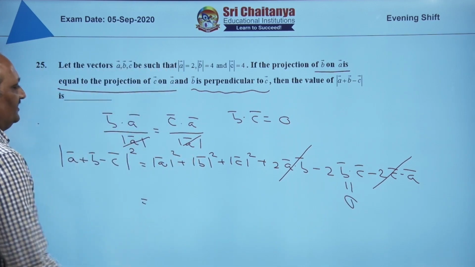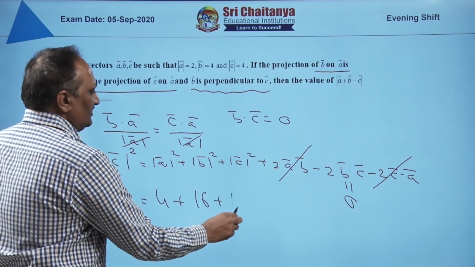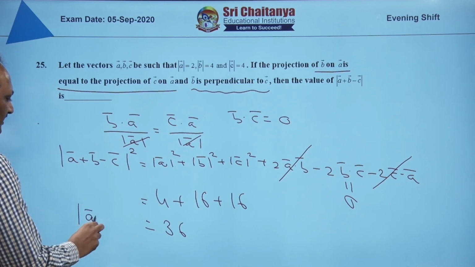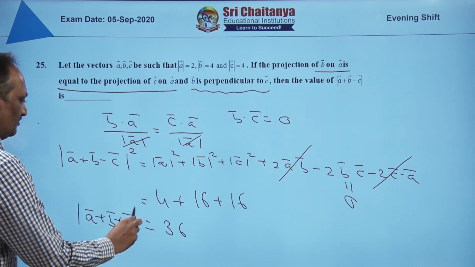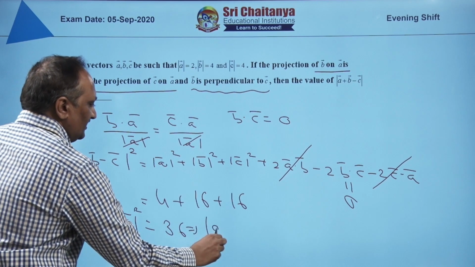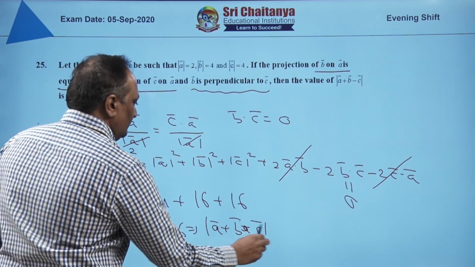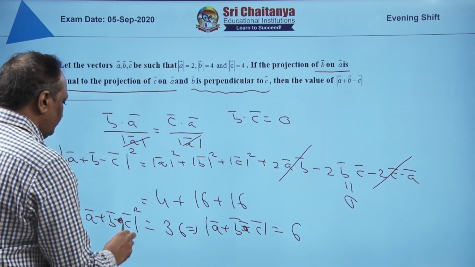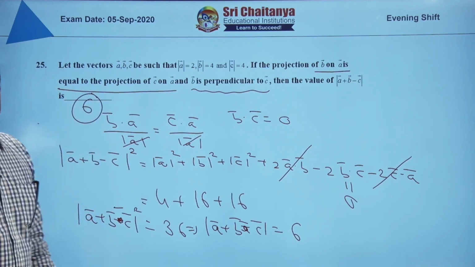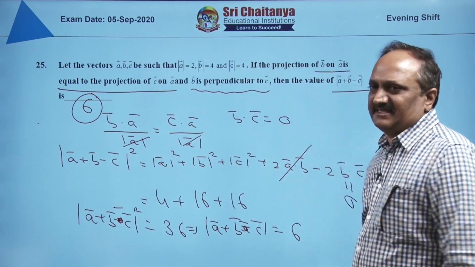What remains here is mod a bar square, that is 4, mod b bar square 16, mod c bar square 16. So, this value is 36, mod a bar plus b bar minus c bar whole square is 36. So, the magnitude of that vector, from this we can directly write, mod a bar plus b bar minus c bar is nothing but 6. So, the answer for this magnitude in numerical is nothing but 6. That is the value of the magnitude of a bar plus b bar minus c bar, that is 6.